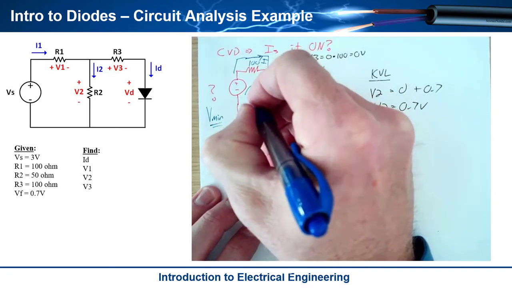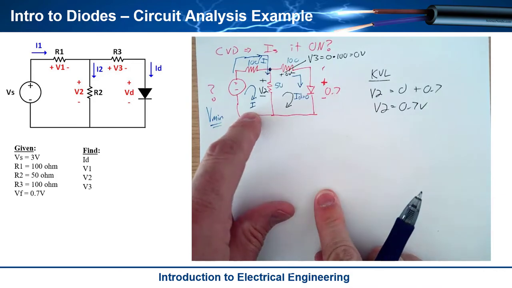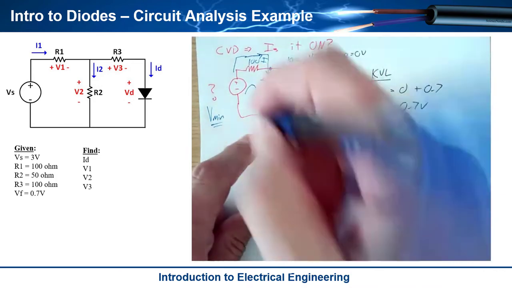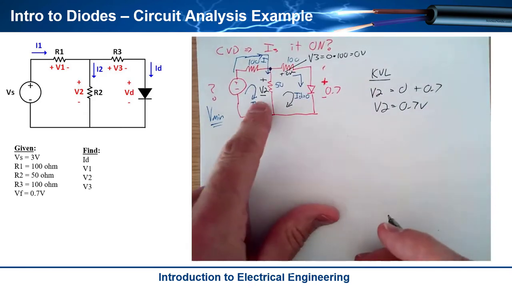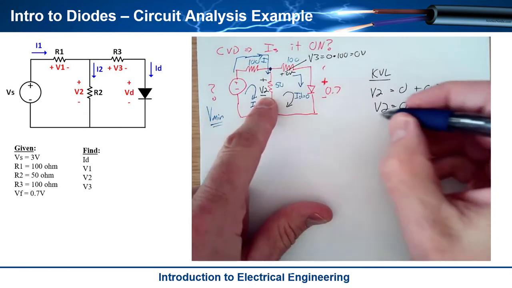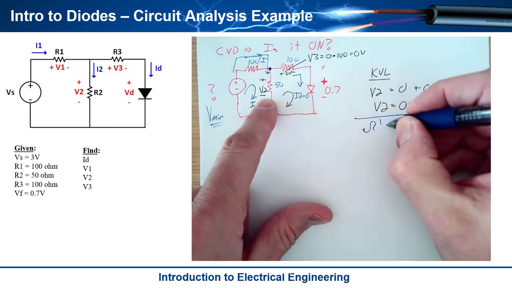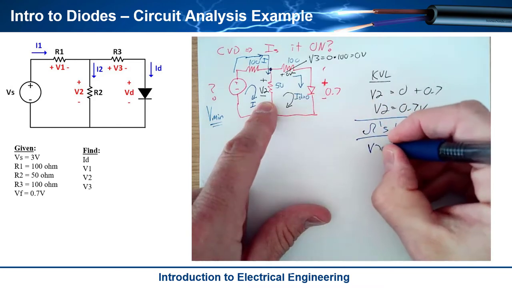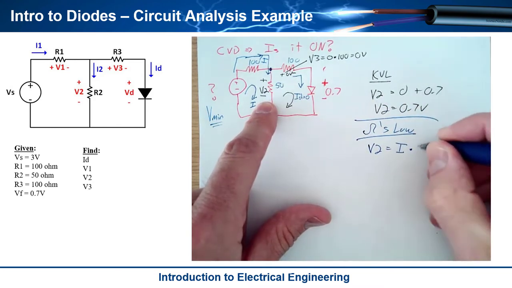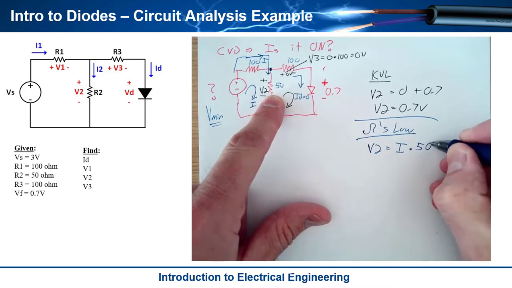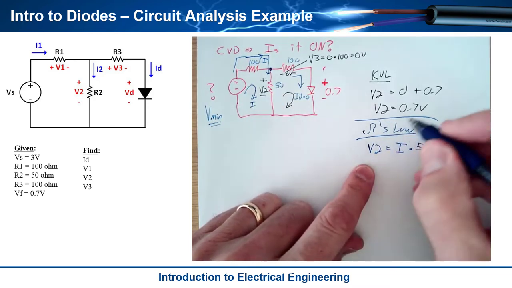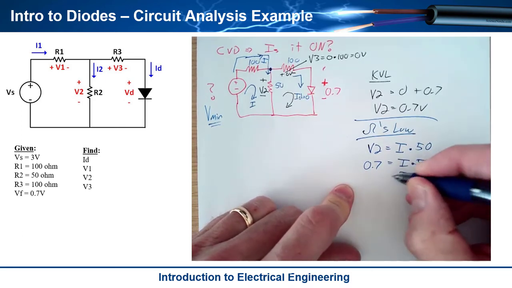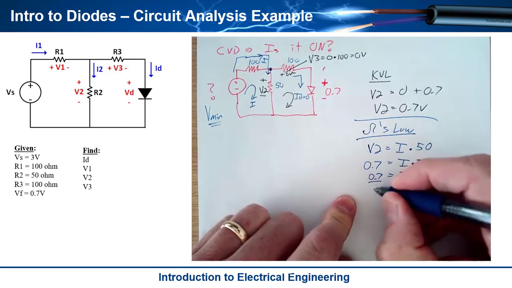So there's really only one current that's flowing in this circuit at the very instant that this diode turns on, and we'll call it I. Okay, so let's solve for I using Ohm's law at V2. From Ohm's law, V2 is equal to I times R2, which I'm just going to plug in as 50. I already know V2, so I can say 0.7 is equal to I times 50, and I is equal to 0.7 over 50.